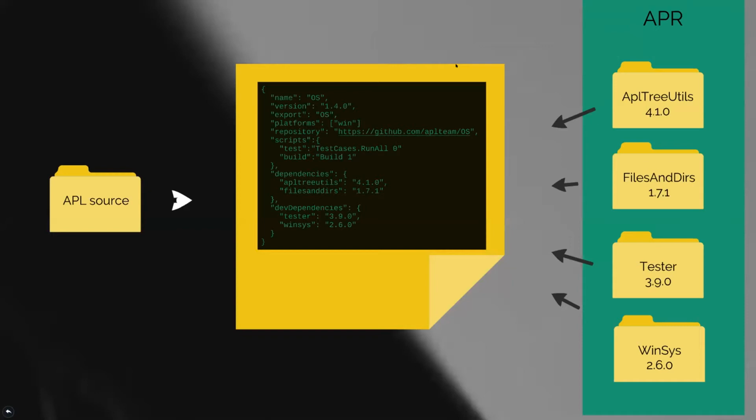The two dependencies that it does have, APL'18 utils and files and dirs, will need to be available when you run this project. So if you use the OS package, you also need APL'18 utils and files and dirs. And just like with the version number for this package, the dependencies will also need to define what version of the dependency it requires. And semantic versioning allows you to specify how relaxed you are about the versioning.